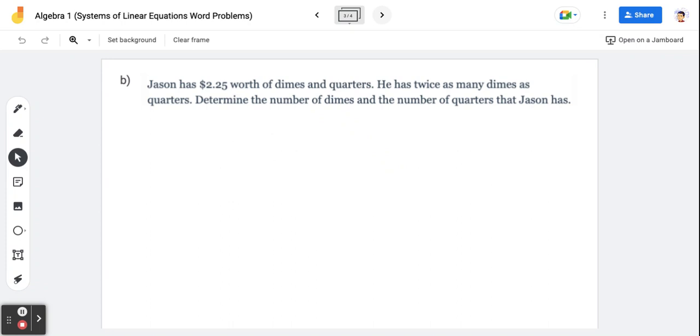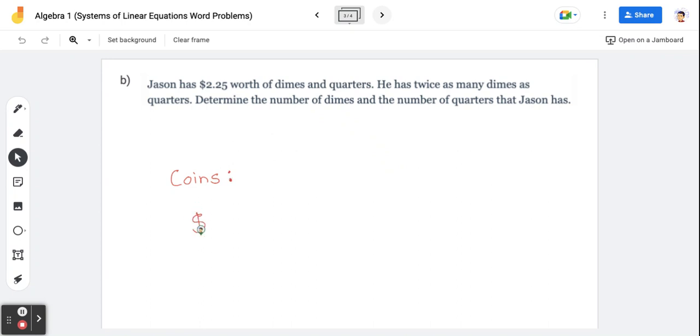So first, let's identify what the 2 equations are going to represent. There's only one Jason, right? So it's not going to be 2 names or 2 companies, 2 businesses, whatever the case may be. It's going to be 1 person. But what are the 2 units of things that he's talking about? Well, he's talking about coins, and he's talking about the amount of money that he has.